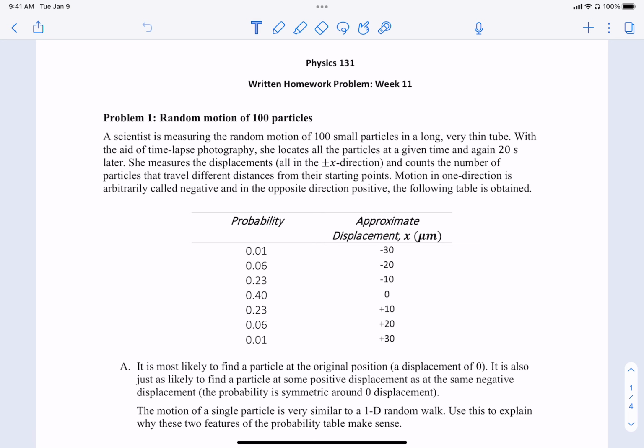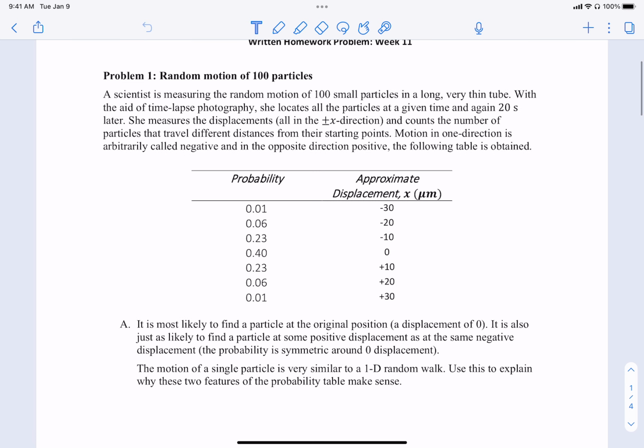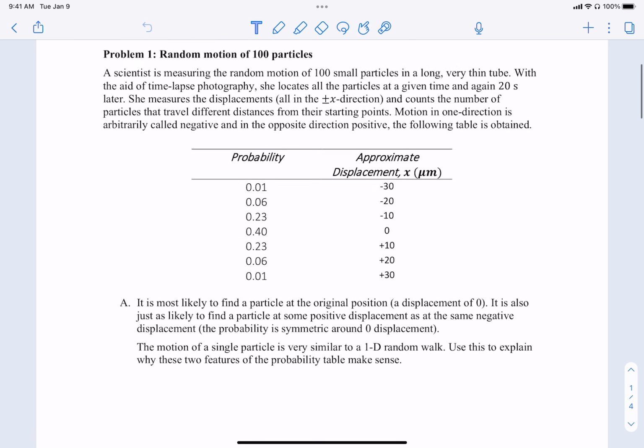So we have problem 1 here. It says random motion of 100 particles. A scientist is measuring the random motion of 100 small particles in a long, very thin tube. With the aid of time-lapse photography, she locates all the particles at a given time. And again, 20 seconds later, she measures the displacements, all in the plus or minus x direction, and counts the number of particles that travel different distances from their starting points. Motion in one direction is arbitrarily called negative, and in the opposite direction is positive.